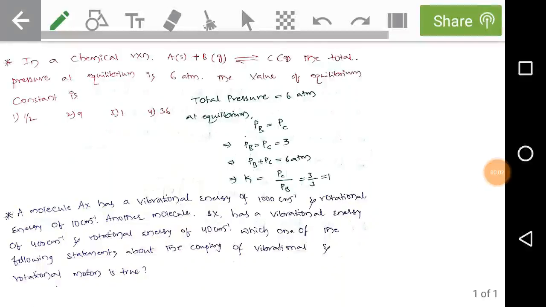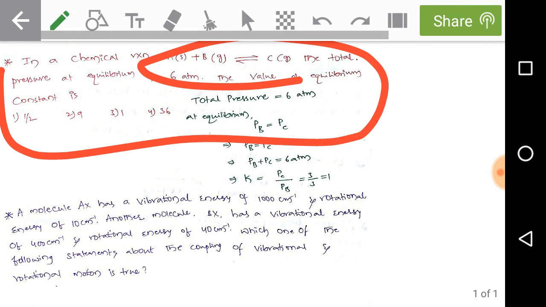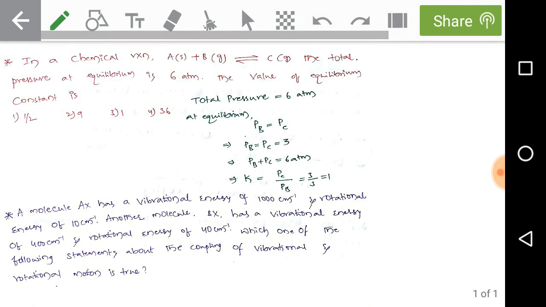Hi, now we are analyzing CSIR June 2011 Chemical Sciences. Just a look at the given problem. In a chemical reaction, A and B are in equilibrium with C, where A is a solid, the reactant B is a gas, and the product C is also a gas. The total pressure at equilibrium is 6 atmospheres.